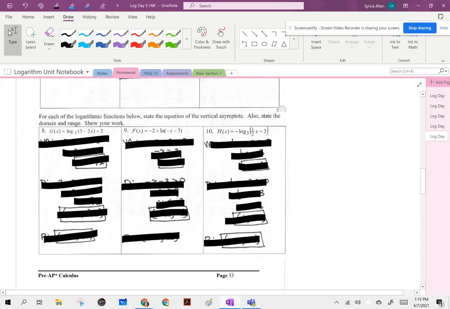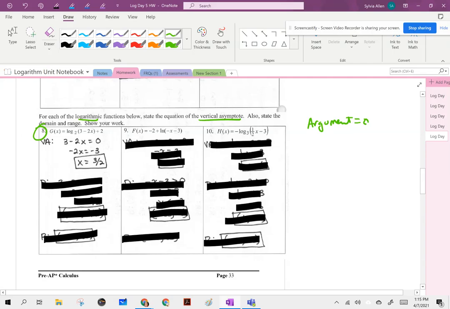Okay, so for 8, 9, and 10, for each log, we are going to state the equation of the vertical asymptote and state the domain and range. Show your work. All right. So remember, when we have a log function, the equation of the vertical asymptote is going to be the argument equal to 0. So 8, go ahead and answer 8.